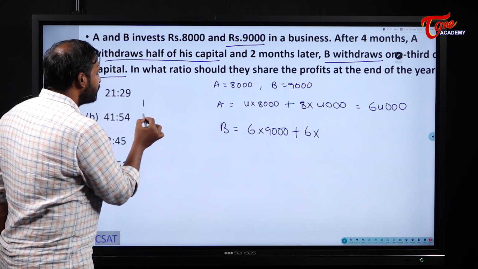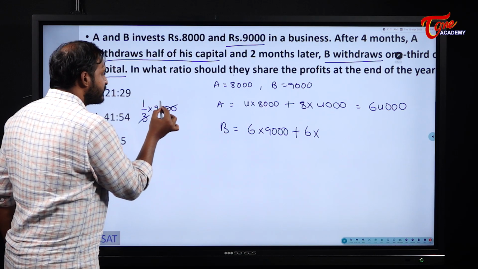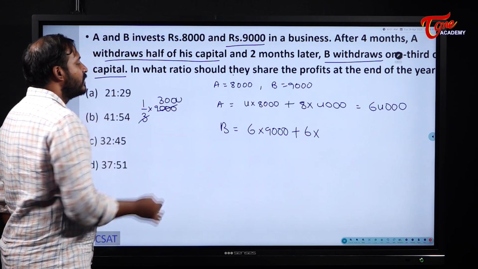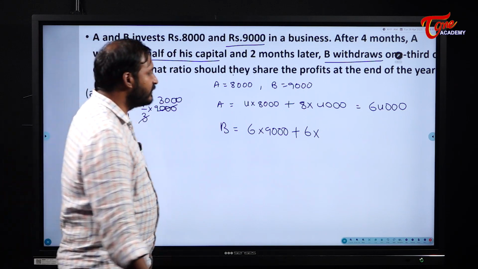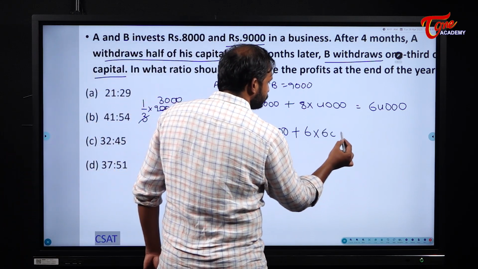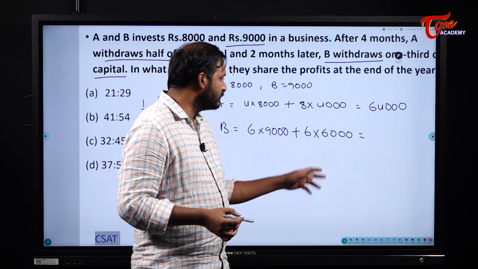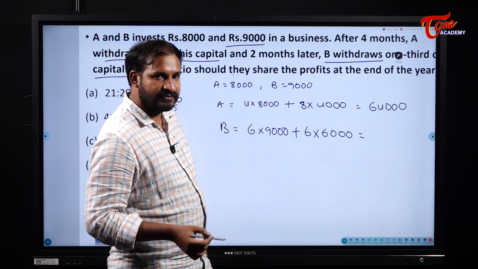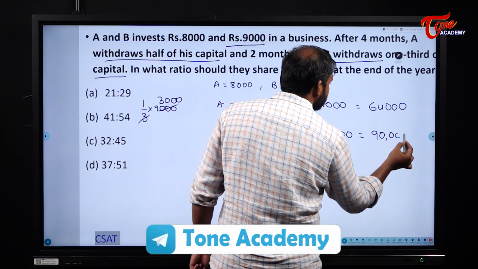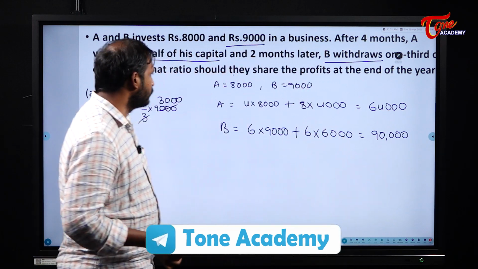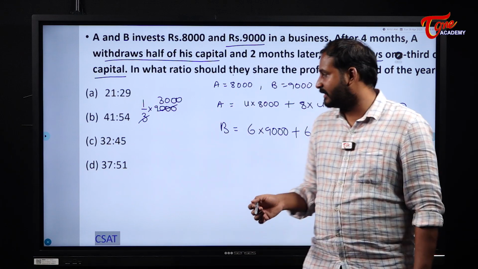What is 1/3 of 9,000? 1/3 into 9,000 becomes 3,000. That means he withdraws 3,000. Out of 9,000, he is withdrawing 3,000, so his investment will be 6,000. Understood? So 6 into 9 is 54. 6 into 6 is 36. 54 plus 36 is 90. So B's overall investment will become 90,000.